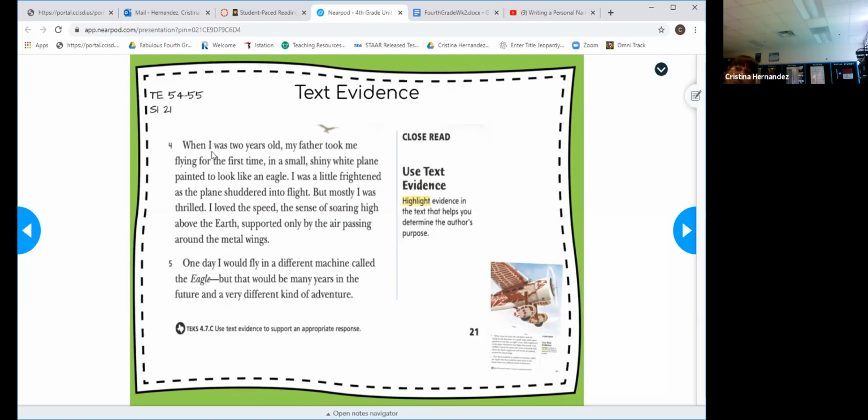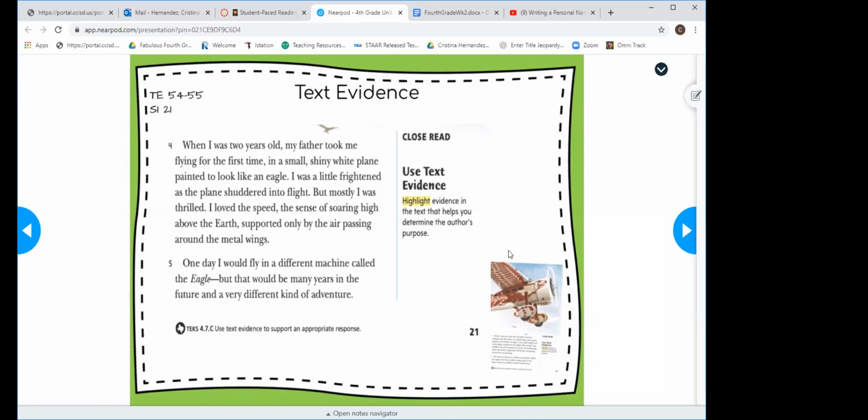So it says, when I was 2 years old, my father took me flying for the first time in a small, shiny white plane painted to look like an eagle. I was a little frightened as the plane, Chloe, as the plane shuddered into flight, but mostly I was thrilled. I loved the speed, the sense of soaring high above the earth, supported only by the air passing around the metal wings. One day I would fly in a different machine called the Eagle, but that would be in many, many years in the future in a very different kind of adventure. So it says, use text evidence, highlight evidence in the text that helps you determine the author's purpose.